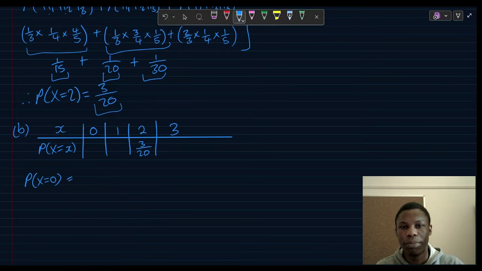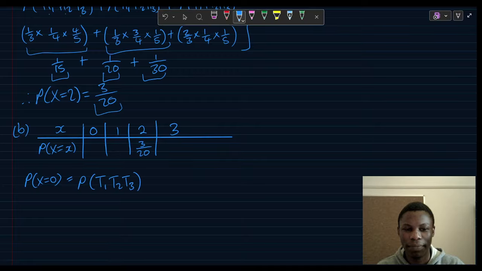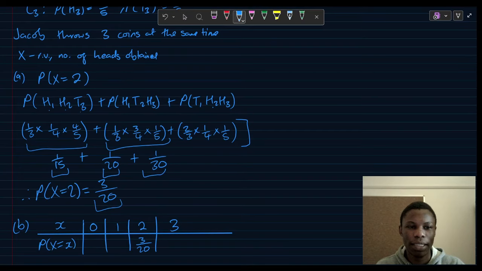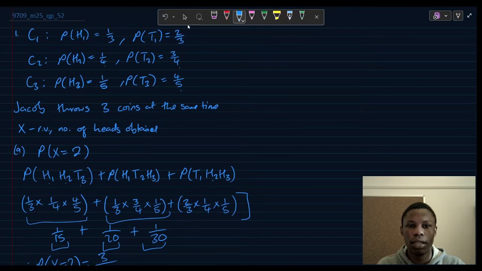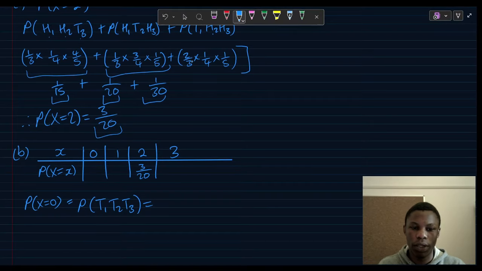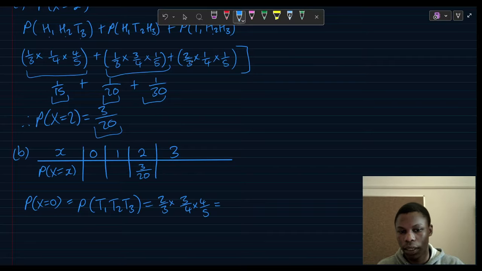So x is 0 means that none of them show a head. That's going to be the probability of tail 1, tail 2, tail 3. So tail 1 is 2 over 3, tail 2 is 3 over 4, and then 4 over 5. 2 over 3 times 3 over 4 times 4 over 5, which is 2 over 5.